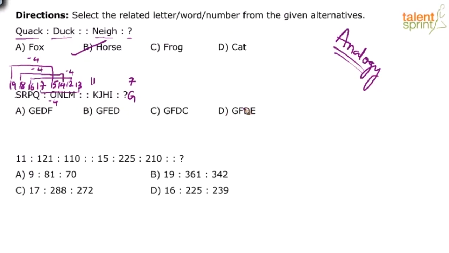You cannot eliminate anything. Now go for the next position. J. J is the 10th letter. The 10 minus 4 is 6. What is the 6th letter? 6th letter is F. So second letter has to be F.